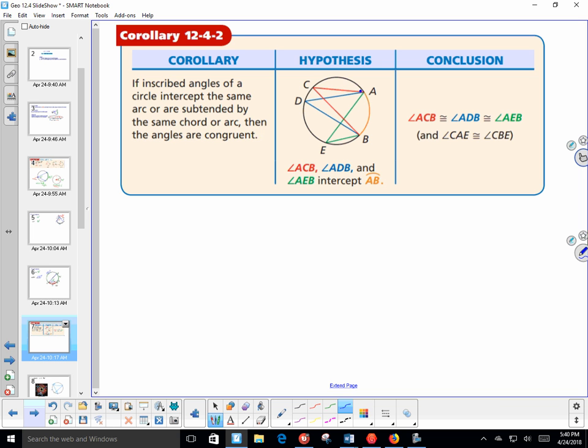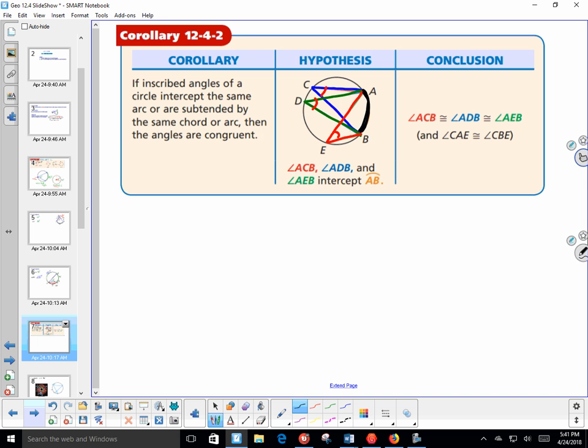Draw over this one. Angle ACB is right here. Angle ADB is right here. And angle AEB is right here. And all three of those inscribed angles have the same associated arc. They all subtend this arc here, arc AB.